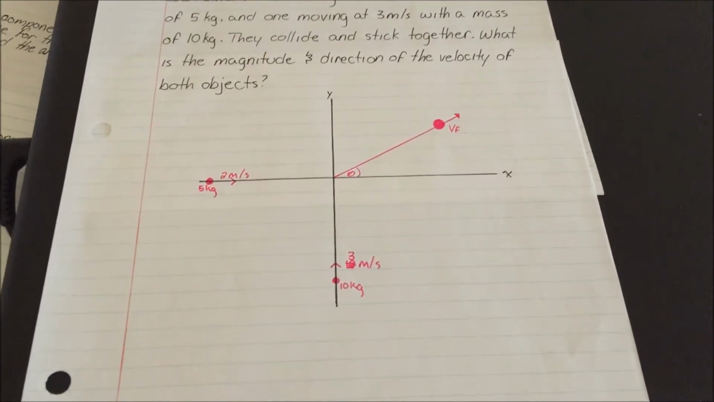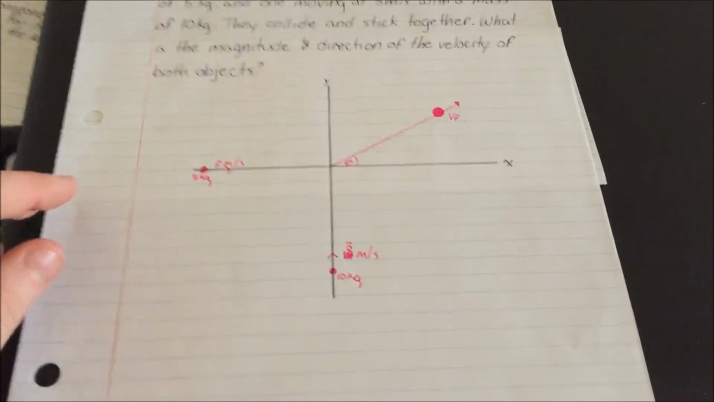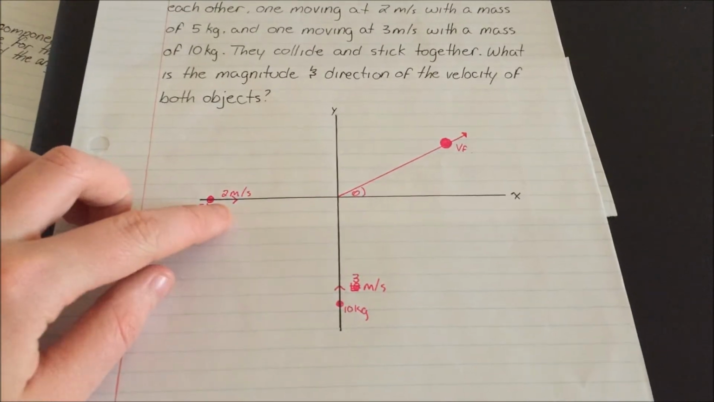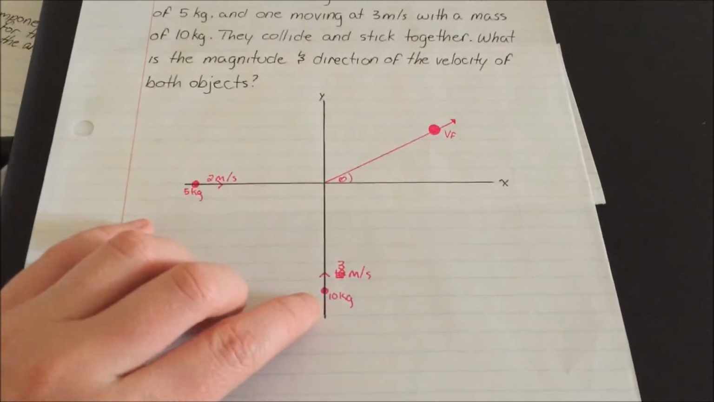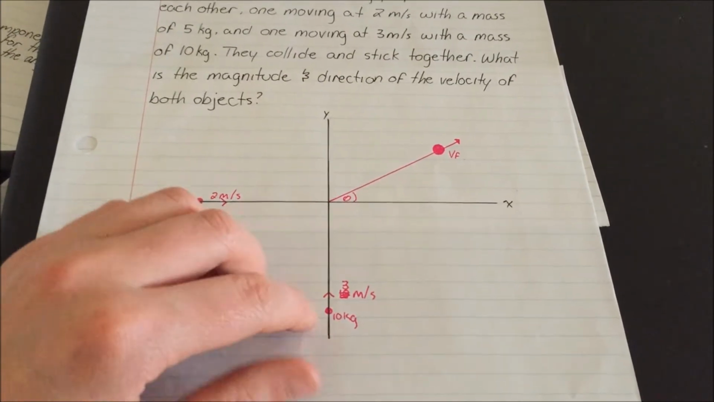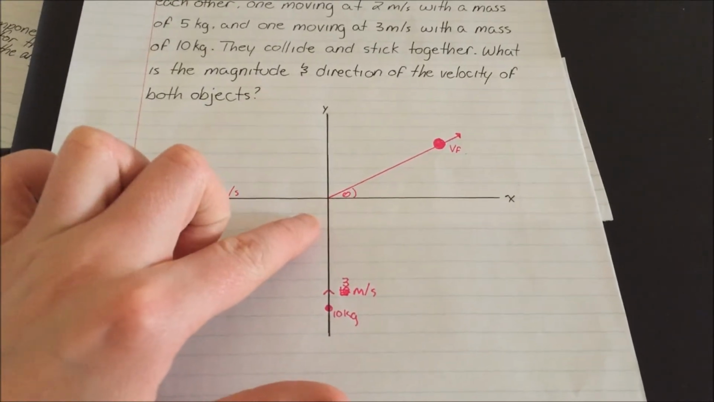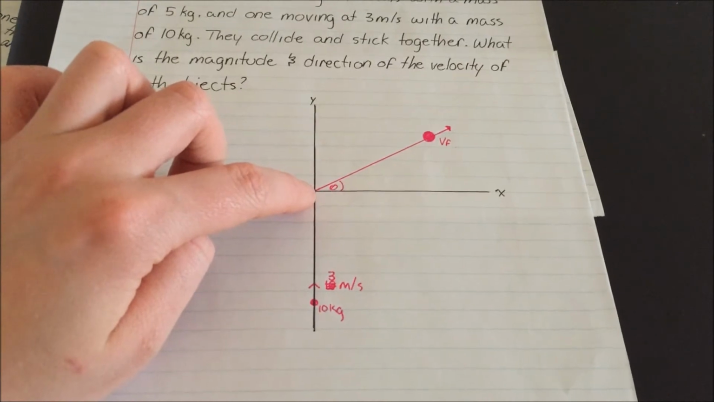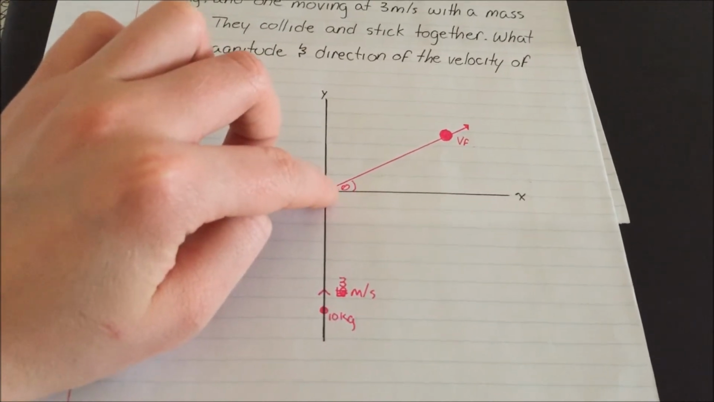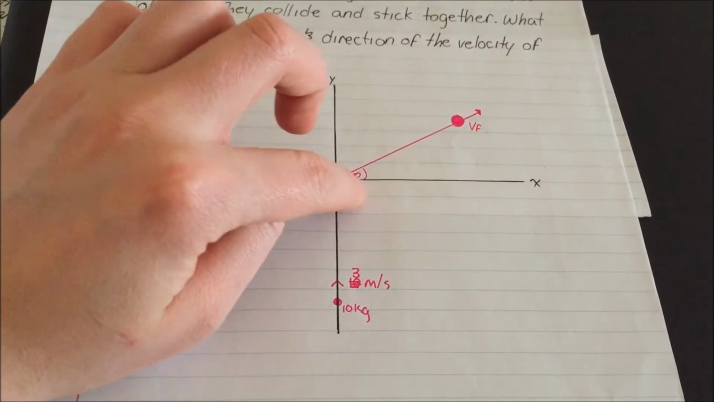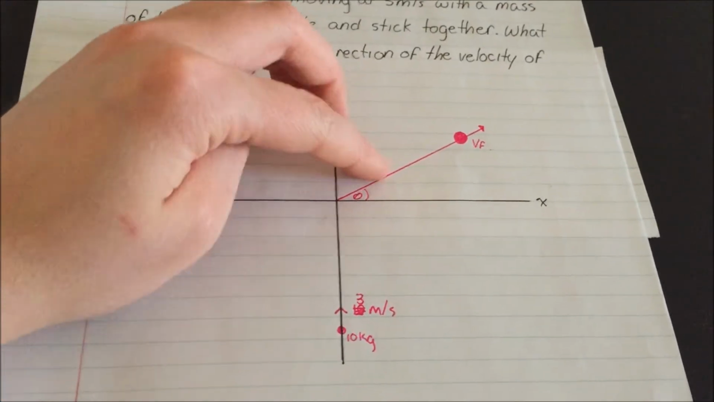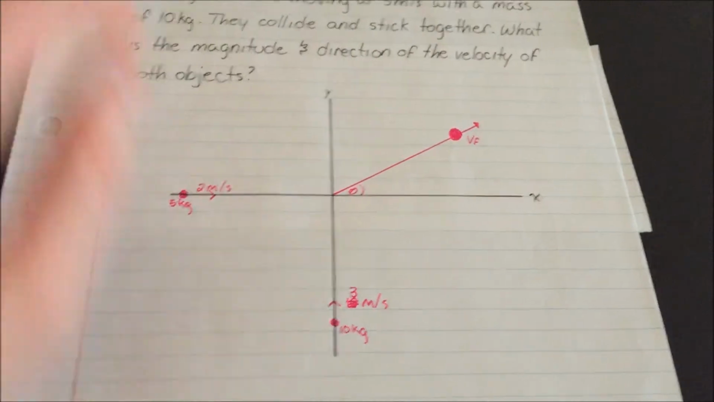So this question gives us the diagram to follow. So we can see the 5 kilogram object is moving east at 2 meters per second. And we can see the 10 kilogram object is moving 3 meters per second north. They both collide and stick together and move off in a northeast direction at some angle, and they move off at a certain speed.